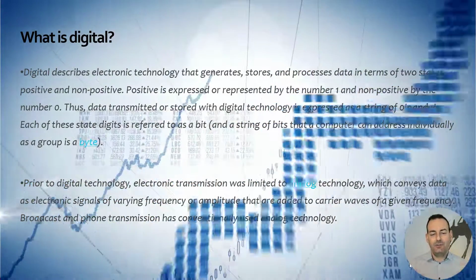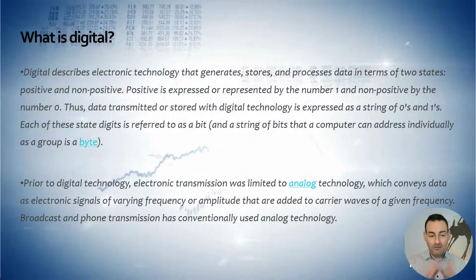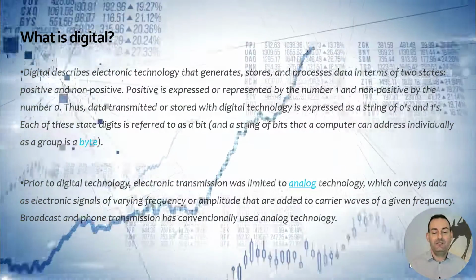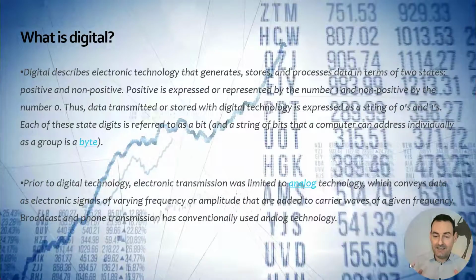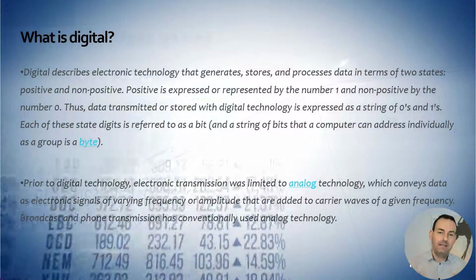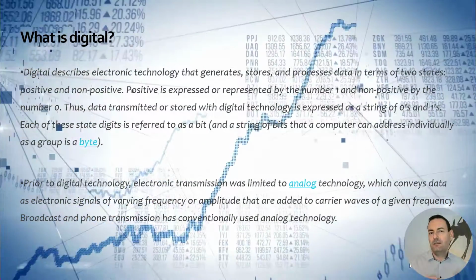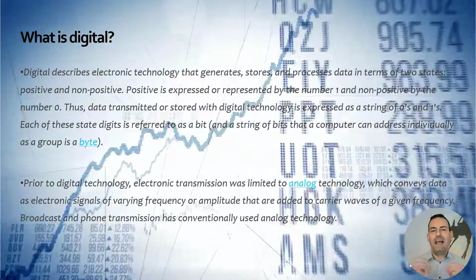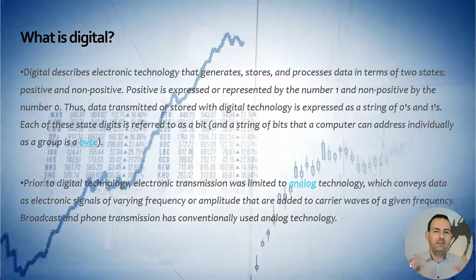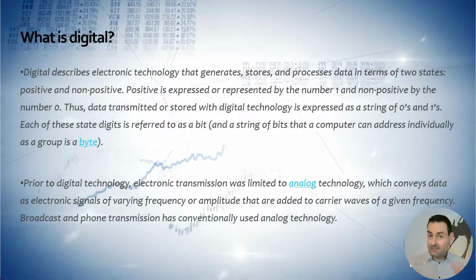So thus data transmitted or stored with digital technology is expressed as a string of zeros and ones, and each of these state digits is referred to as a bit, and a string of bits that a computer can address individually is called a byte, and that's why you have data storage in terms of megabyte, gigabyte, terabyte. It's all how much of this data in this format is being stored. So that's what digital is.